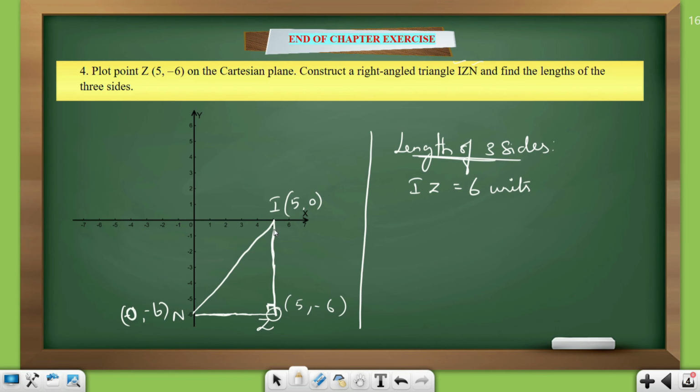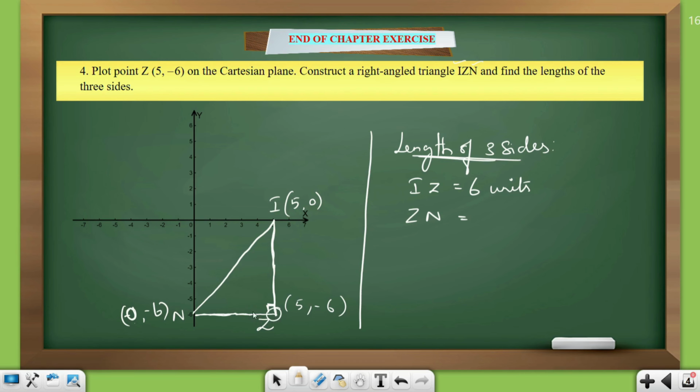The second one is the length of ZN. If you consider the coordinates here, you can find that there is a change in the x coordinate. Here it is 0 and here it is 5, but the y coordinates are the same, -6 and -6.